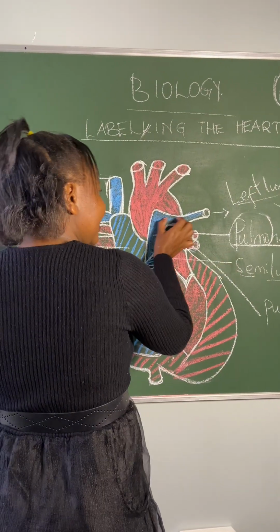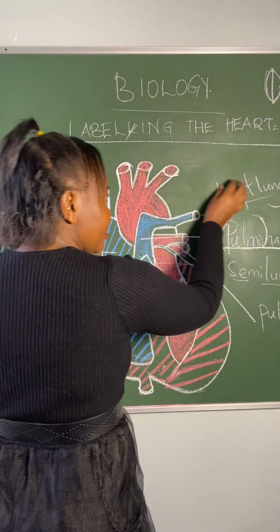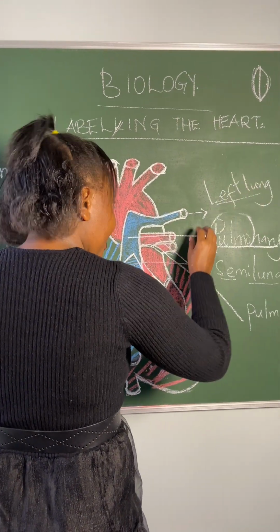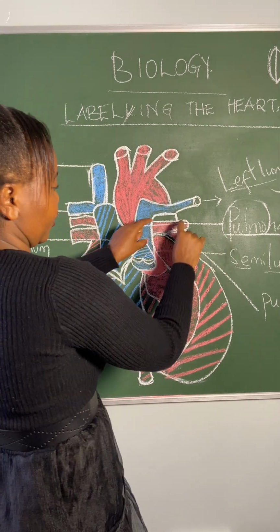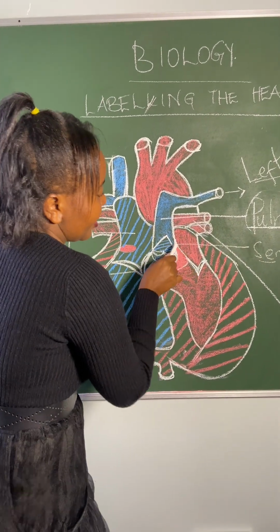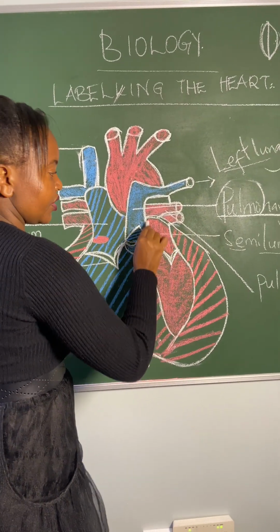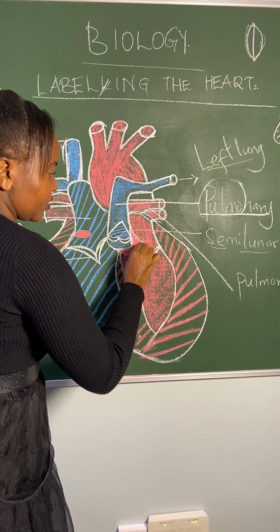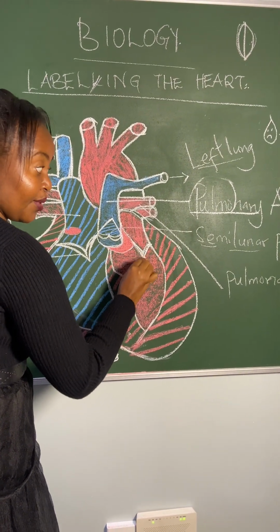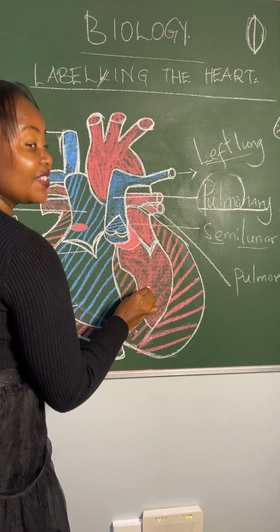So pulmonary artery from the heart to the lungs. Pulmonary vein from the lungs to the heart, but now oxygenated. This is what brings it in. Then remember it enters the, this is now the left atrium. Here it is. This is the left atrium. Now from the left atrium, this valve has to open so that you go to the left ventricle.